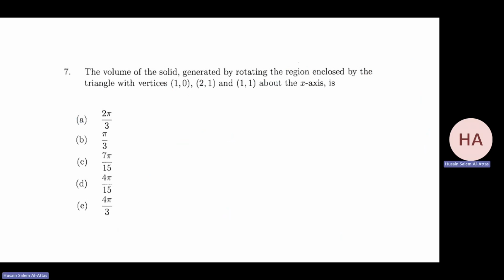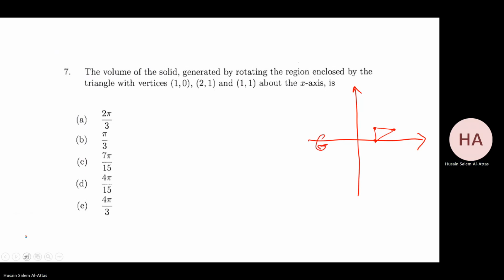Next: find the volume generated by the region enclosed by the triangle. I need first to graph the region, which is nice. Nice region. Let us see what will happen. What is the region? This is the point (1, 0). This is the point (2, 1). And they have (1, 1). So talk about this triangle, rotated about the x-axis.